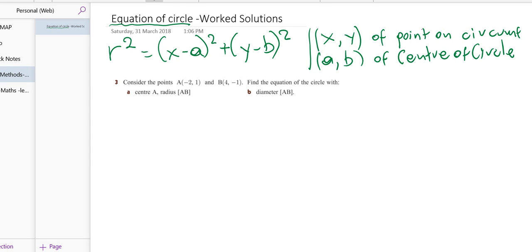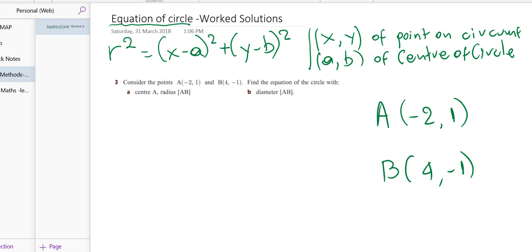In this question 3 from our book, they give us two coordinates. They give us point A with coordinates -2, 1, and point B with coordinates 4, -1. Your first job is to identify which is the a, b, x, and y, so you can substitute them into this formula. My x is the end point.